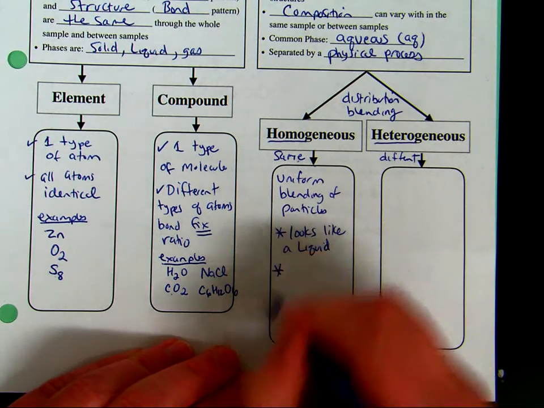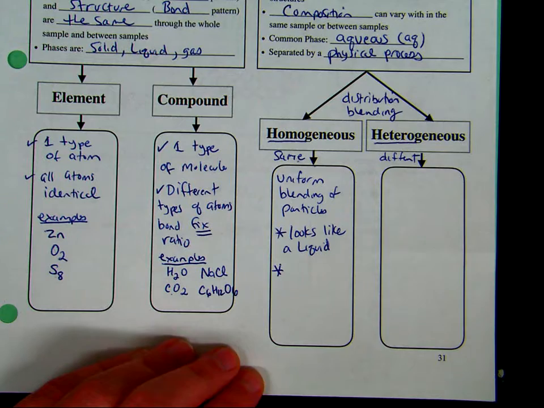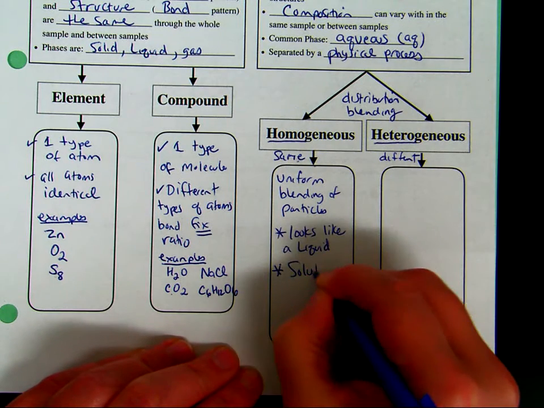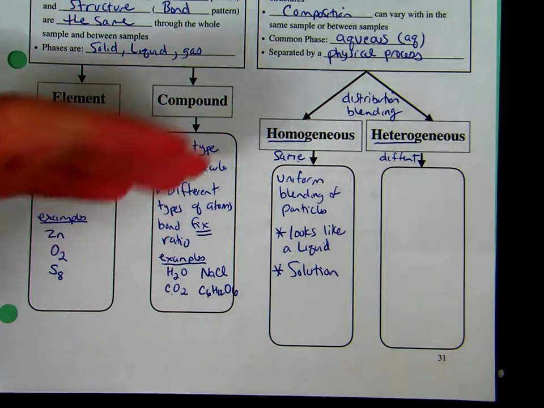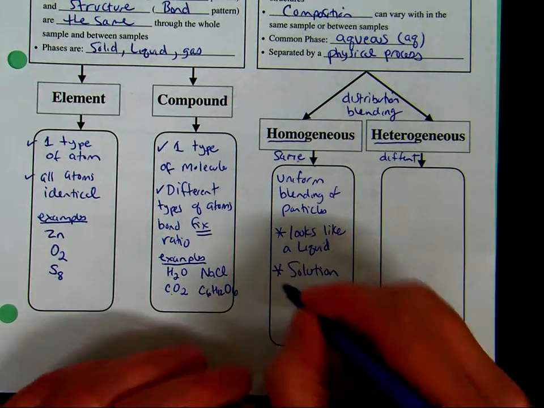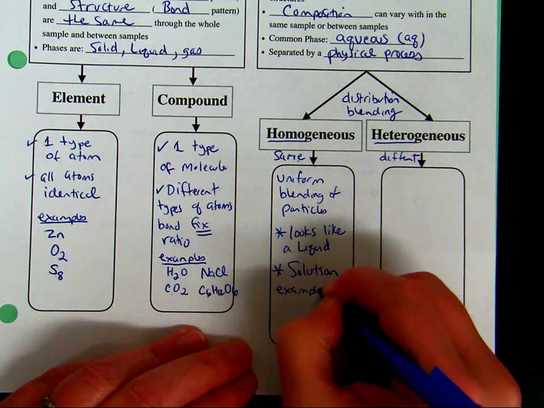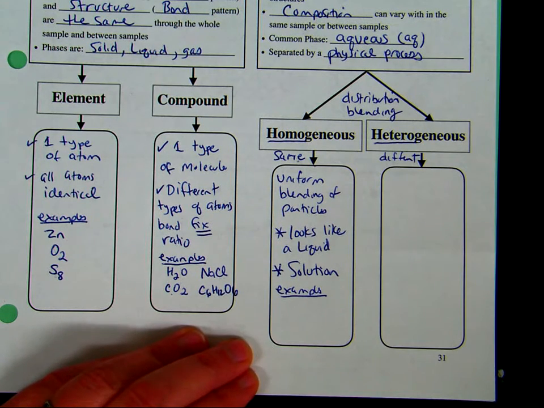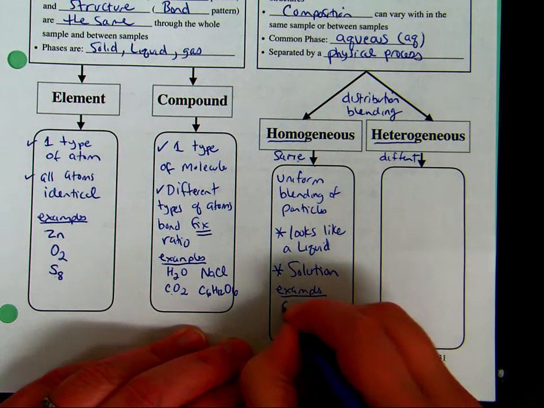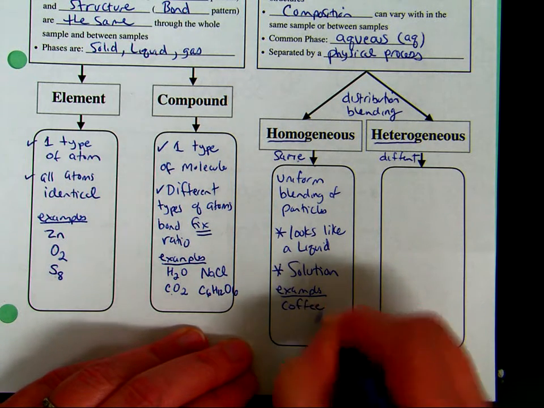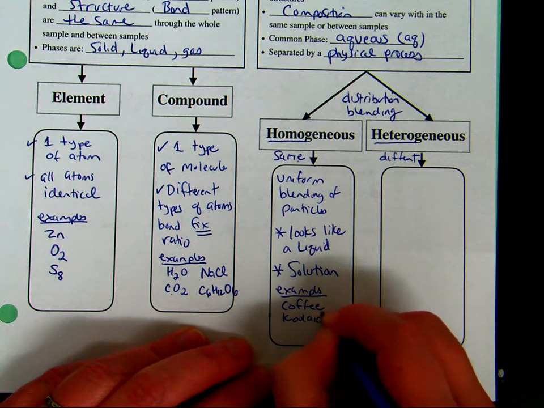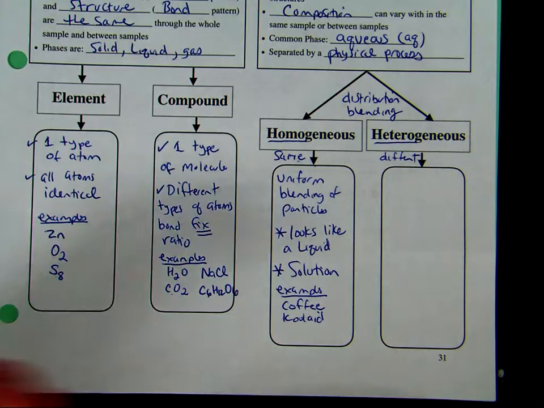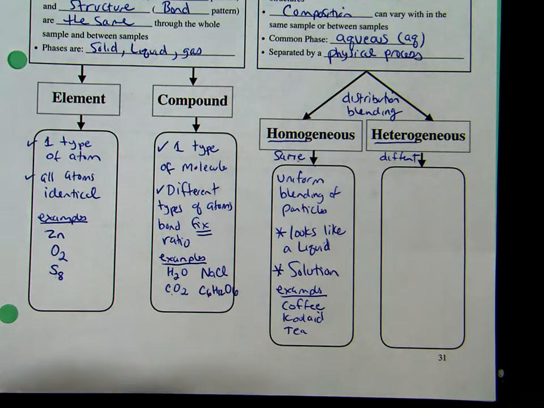So here's a very important word. Anything that we describe as a solution is our best example or buzzword for a homogeneous mixture. So some great examples here of homogeneous mixtures would be like coffee. Can't live without coffee in the morning. So coffee, Kool-Aid, tea would be another great one just off the top of my head.